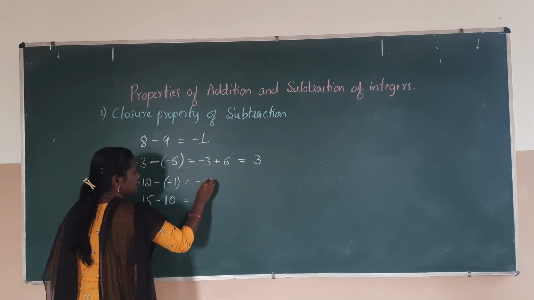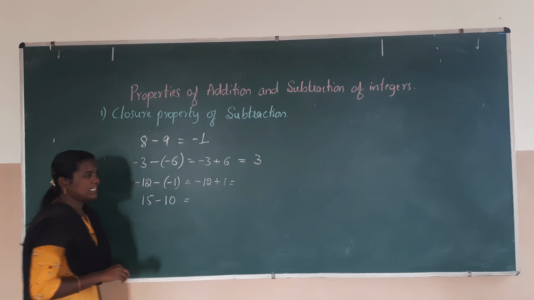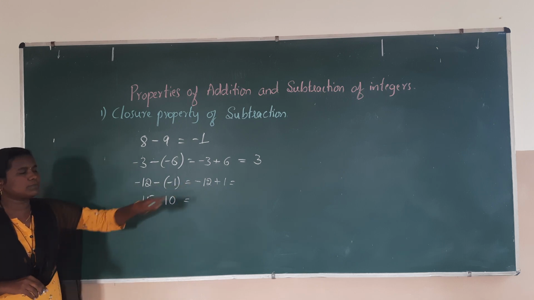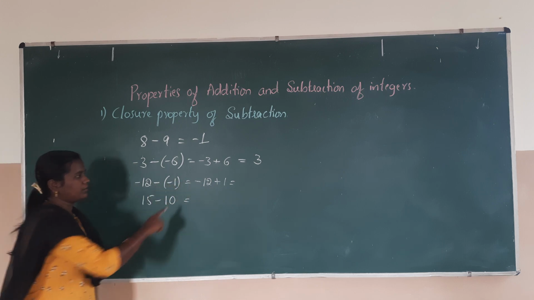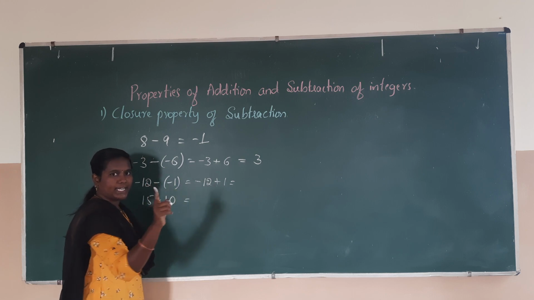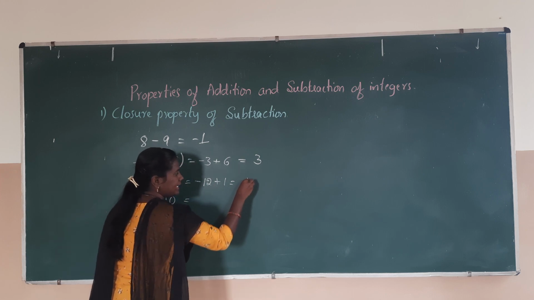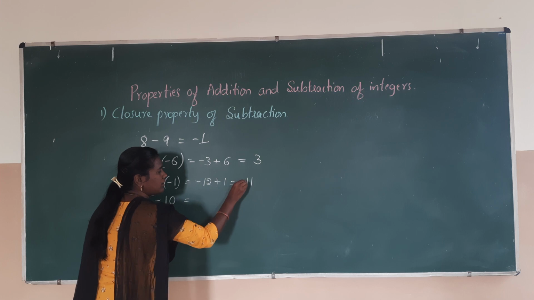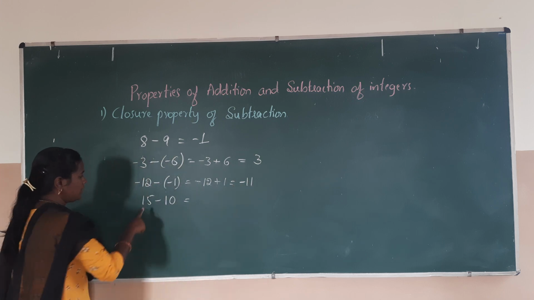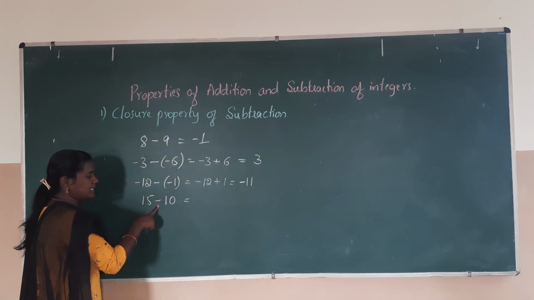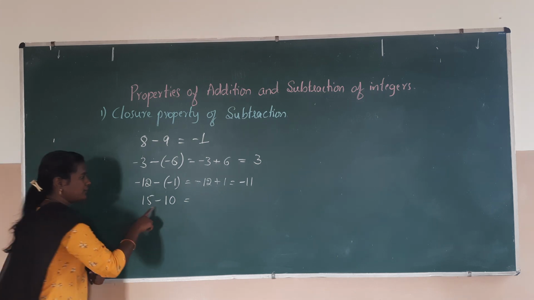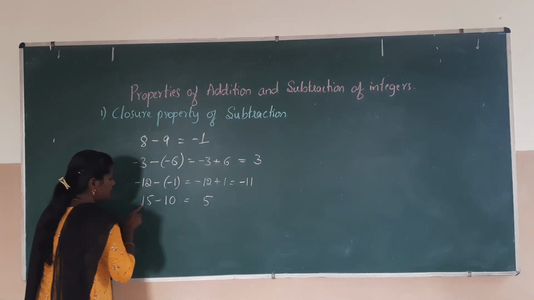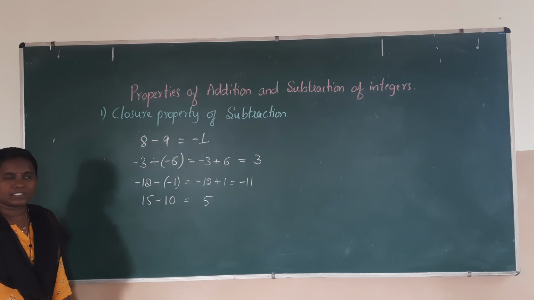Now, minus 12 plus 1. Why is it plus 1? Minus into minus is plus, so minus 12 plus 1. Different signs, subtract. 12 minus 1 is 11. The bigger number is negative. Then 15 minus 10, different signs, subtract. 15 minus 10 is 5. The bigger number is positive, so it is plus 5.